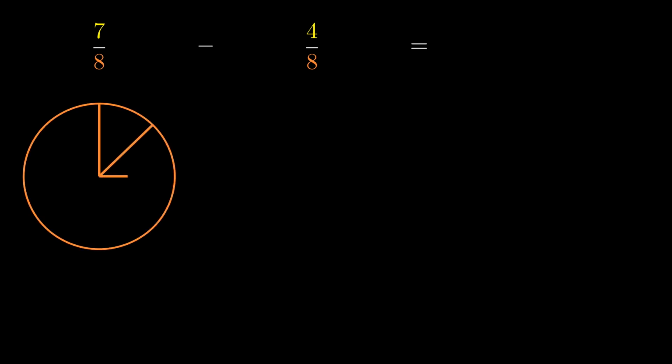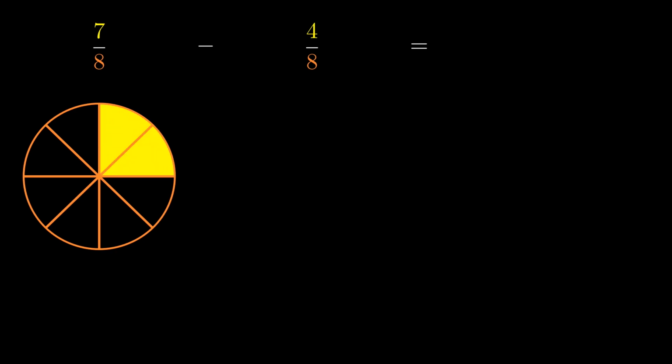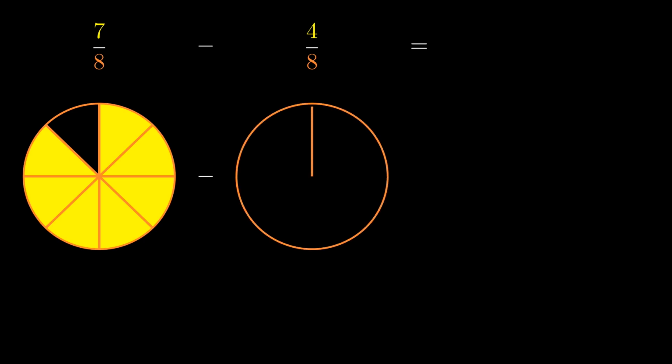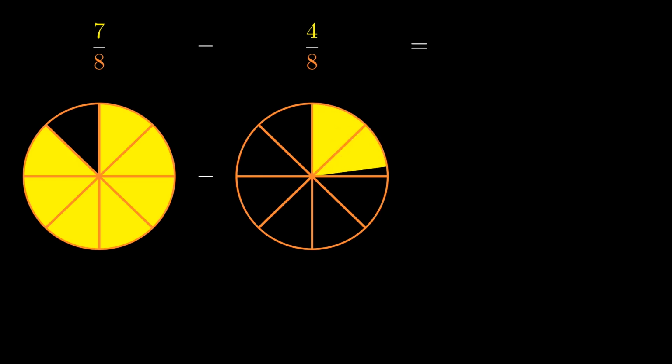Now for another example. 7 over 8 minus 4 over 8. So again, let's draw another pizza, split it into 8 equal pieces or slices, and shade 7 of them, as shown. So we have 7 slices out of 8 shaded here, minus another pizza, split it into 8 equal pieces or slices, and shade 4 of the slices, as shown here.